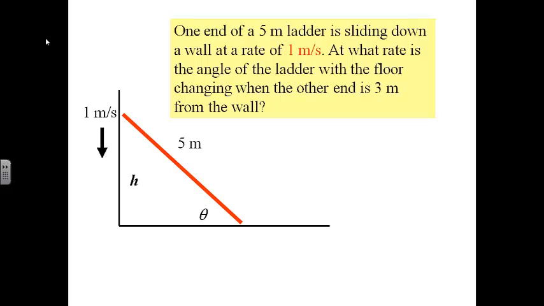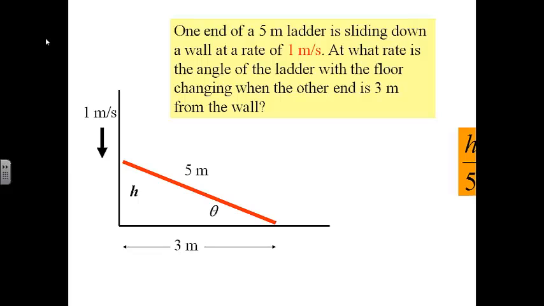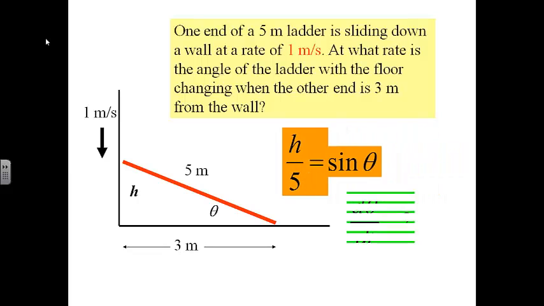So we need an equation that relates these three different sides and this angle to each other. And what we're looking for then is the sine of theta. So the sine of theta is the opposite over the hypotenuse. So the sine of theta is h/5. We want to know how fast the angle is changing. So we want to know d theta/dt. So we need to take the derivative.